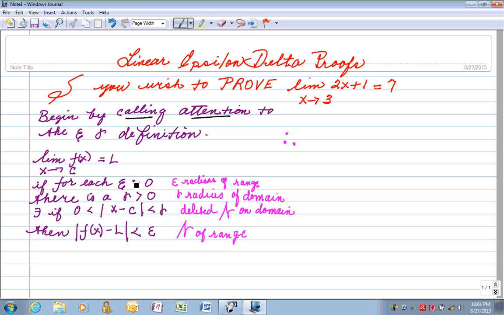If for each epsilon greater than 0, epsilon is the radius of the range, then there is a delta greater than 0, which is the radius of the domain, such that if 0 is less than absolute value of x minus c is less than delta, deleted neighborhood on the domain, then the absolute value of f of x minus L is less than epsilon. Now, these were the facts about the definition.